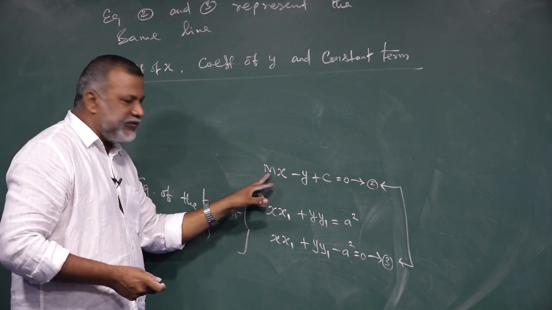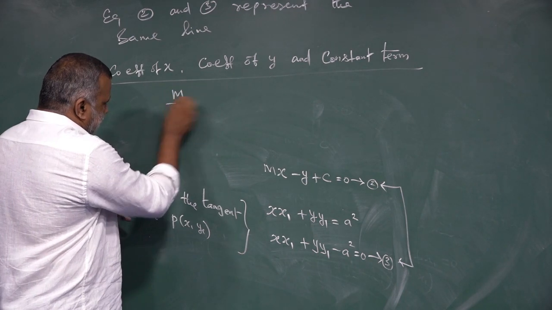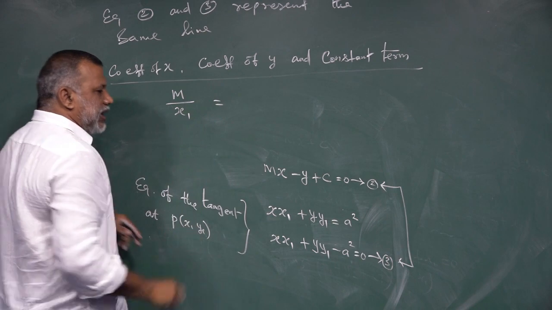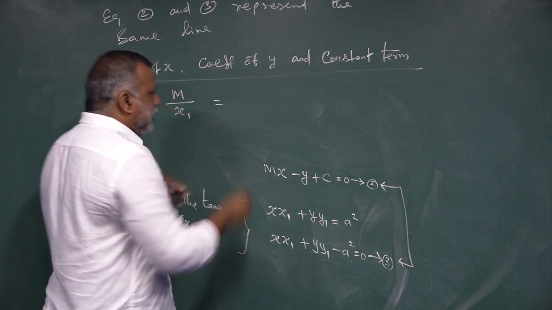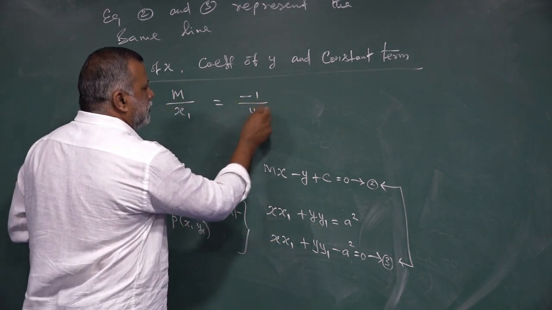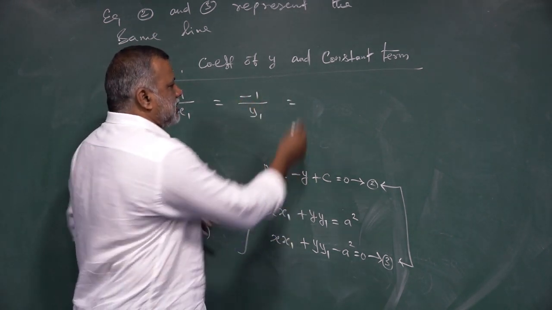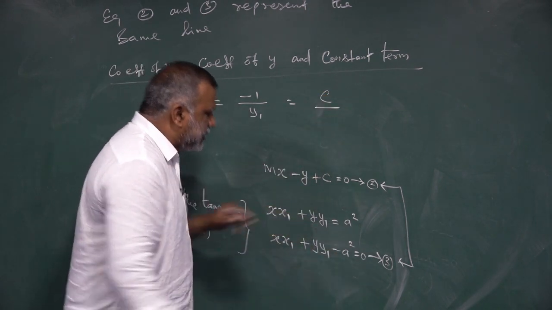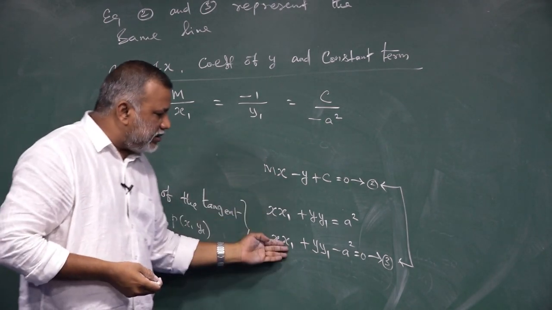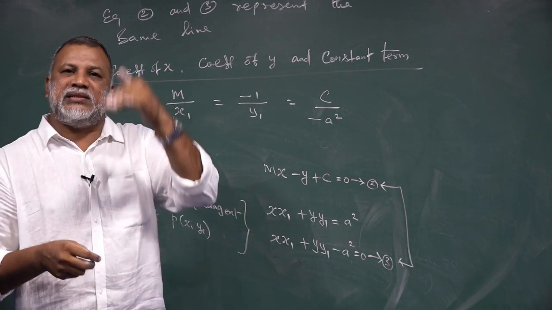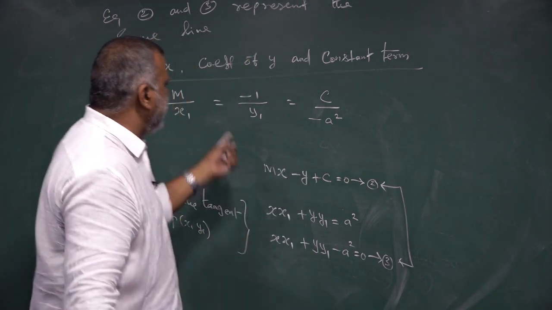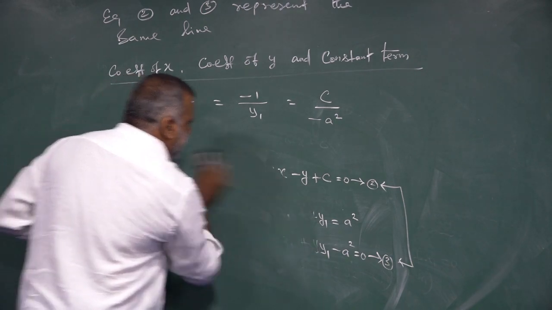Here the coefficient of x is m divided by x1, that is equal to the coefficient of y, minus 1 divided by y1, that is equal to the constant term, c divided by minus a squared. So this is the proportion of 2 and 3. Therefore equations 2 and 3 represent the same line, and the coefficients of x and y and the constant term are in proportion. Now listen.